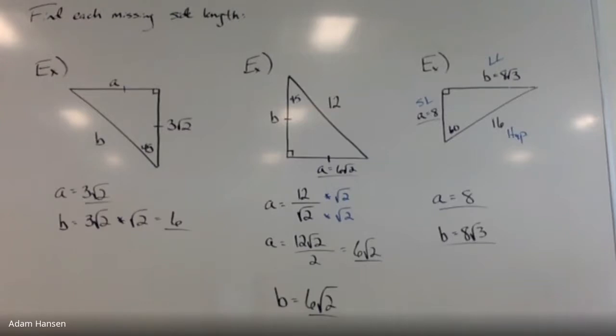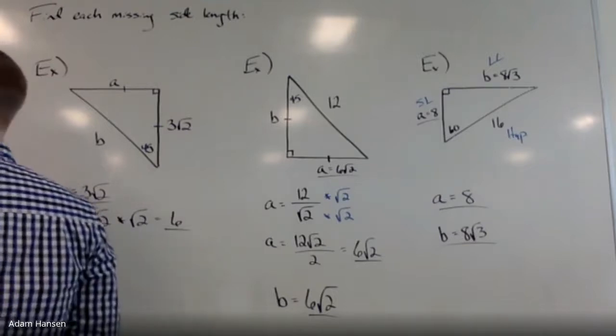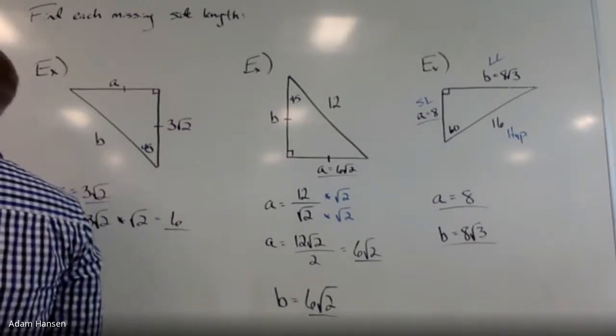4 divided by the square root of 2. Times the top and bottom by the square root of 2. Because now when I multiply the square root of 2 times the square root of 2, that again, it's just 2.